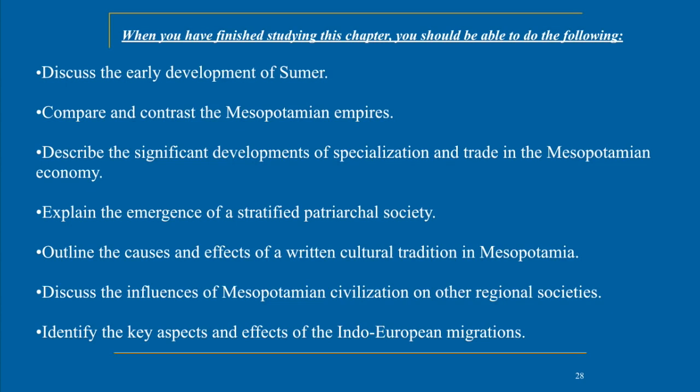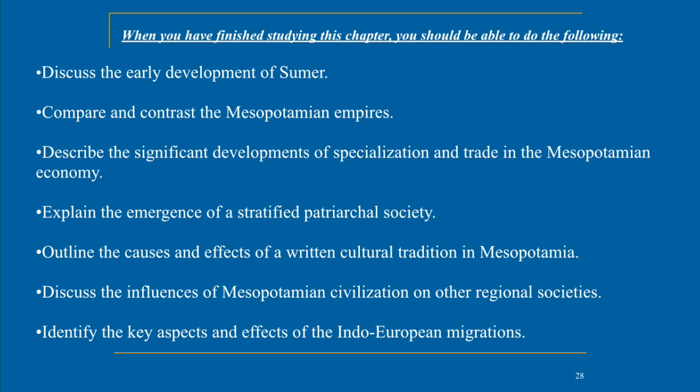When you finish studying this chapter, you should be able to do the following. Discuss the early development of Sumer. Why is Sumer important and what happened in the early days? Next, compare and contrast the Mesopotamian empires. There were many empires we were talking about through this lecture. Kind of break them down. I'd make a chart with little columns, figure out who did what, which one was better at what.